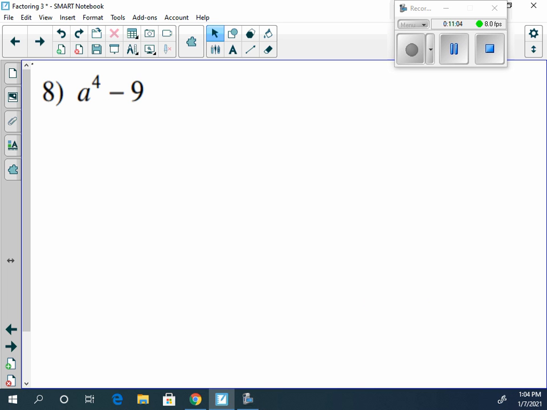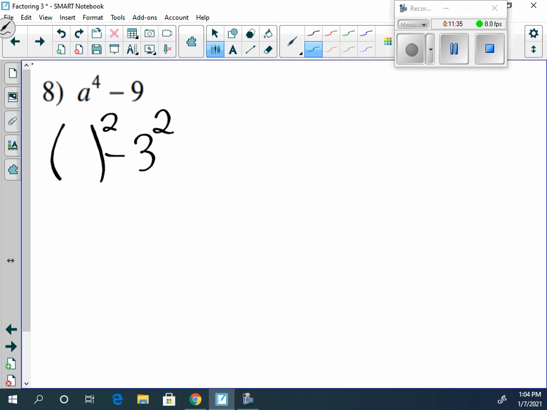Let's look at this one. I like this one better. Is this here a difference of perfect squares? It is, because 9 is a little bit easier to see, because 9 is just 3 squared. We can do that. You've been doing that for quite a while now, seeing that 9 is the same as 3 squared. But can I write a to the 4th as something squared?